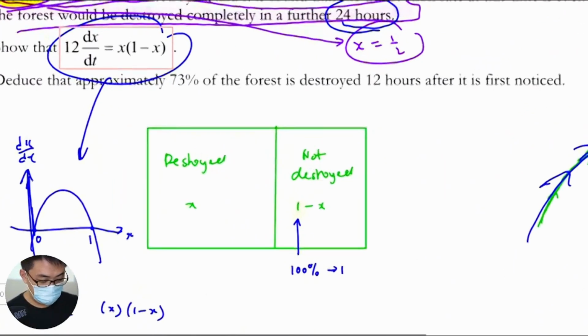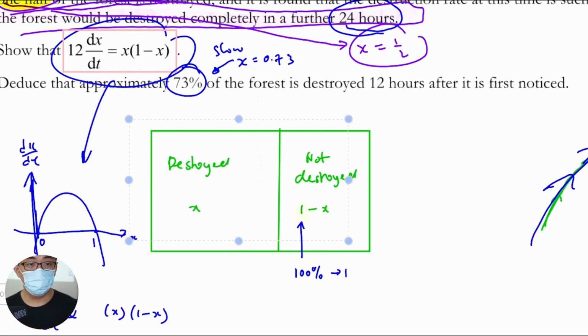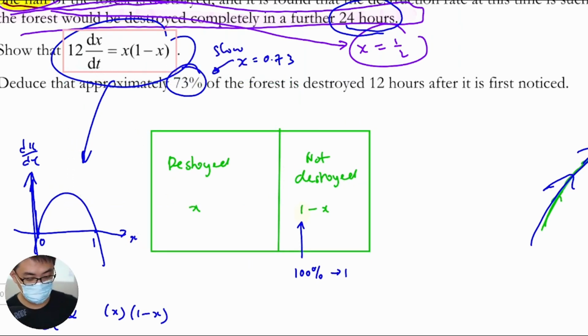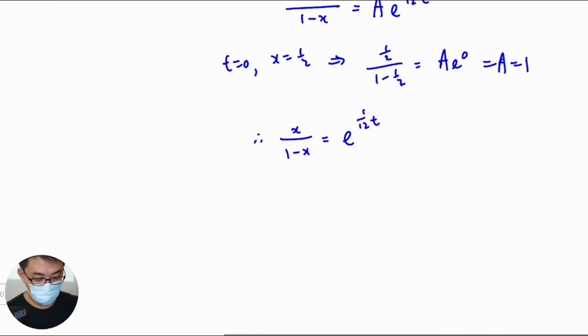So now they say just find, show that x is 0.73, right? The proportion that we want to show is this one here: the forest is destroyed in 12 hours after first notice. So in this case, t is equal to 12. Got it? So when t equals 12, you know that you need to solve for x.